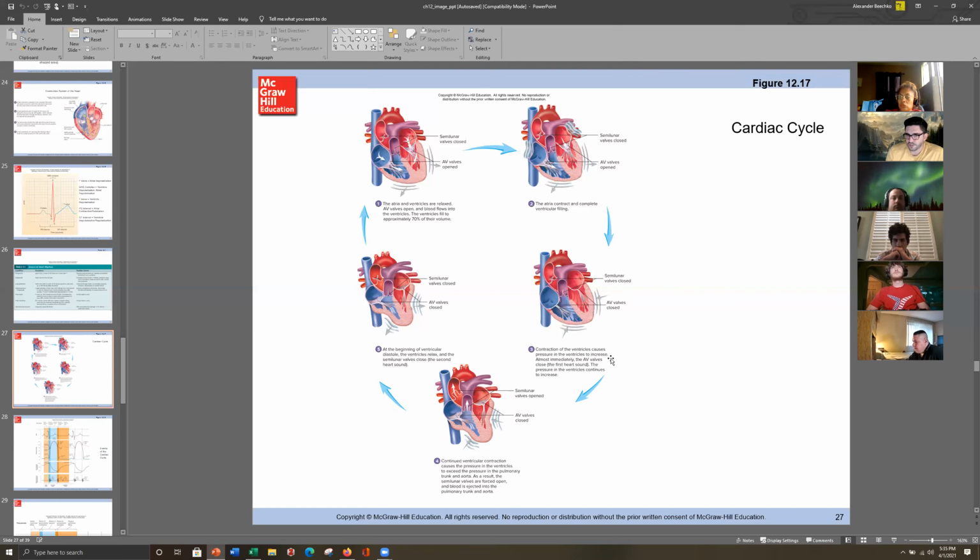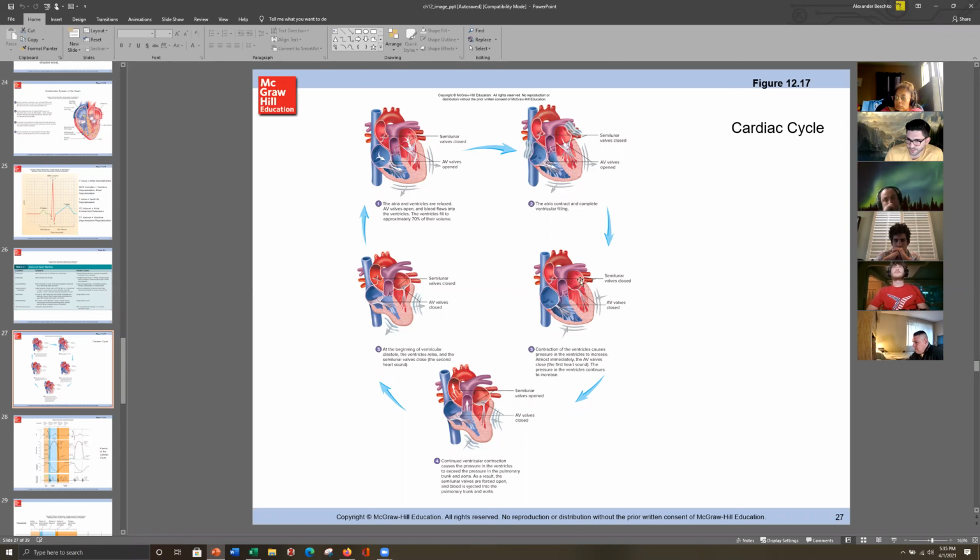Number three, contraction of the ventricles causes pressure in the ventricles to increase, and almost immediately the atrioventricular valves close. This is our first heart sound. If you ever use a stethoscope, you've got that lub dub, lub dub. That first sound, the lub, is the atrioventricular valves closing due to the pressure buildup in the ventricles.